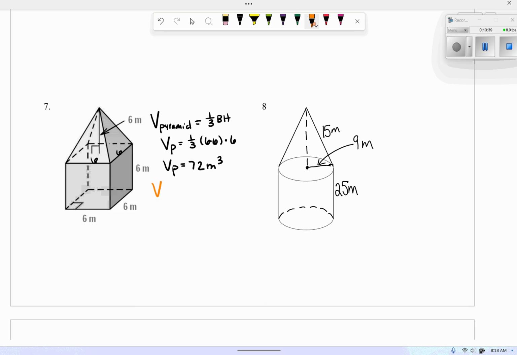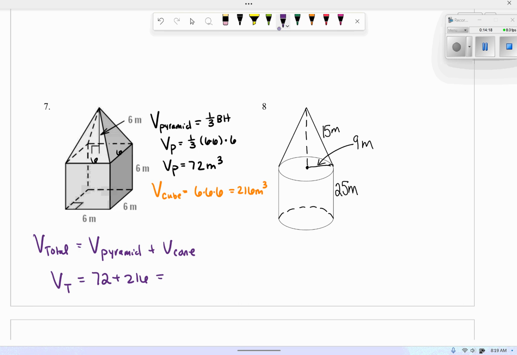Then we want the volume of the prism or cube in this case, which we know is the area of the base times the height, so length times width times height. So again, 6 times 6 times 6, which is 216 cubic meters. And so for the total volume, we would add the volume of the pyramid plus the volume of the cube. So the total volume is equal to 72 plus 216, which gives us 288 cubic meters.